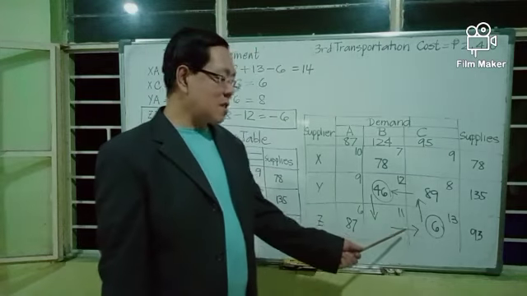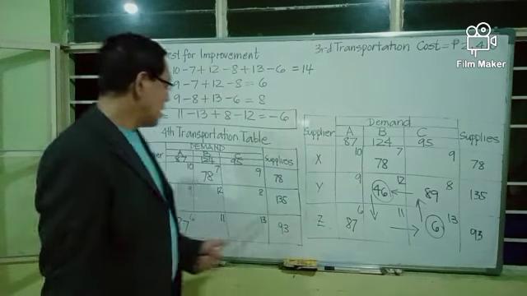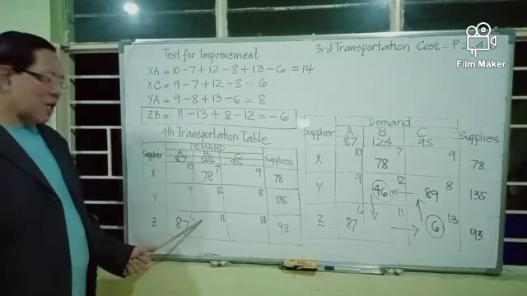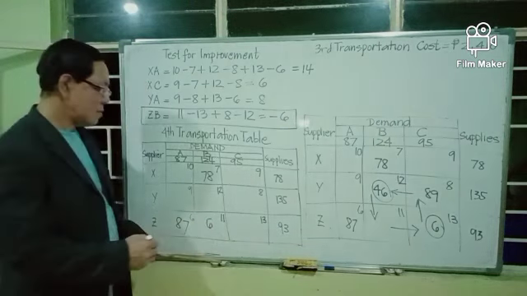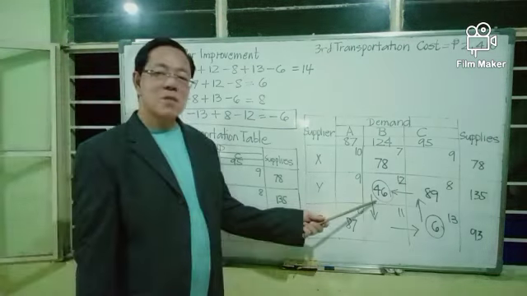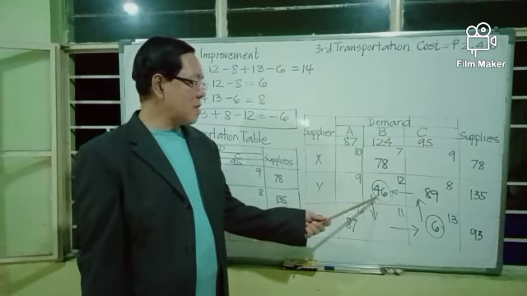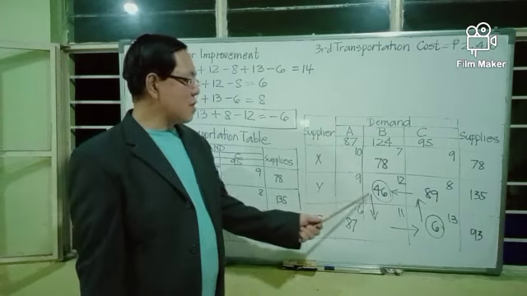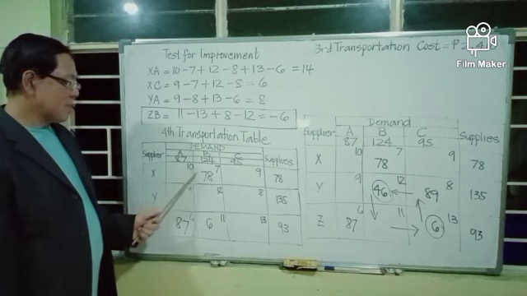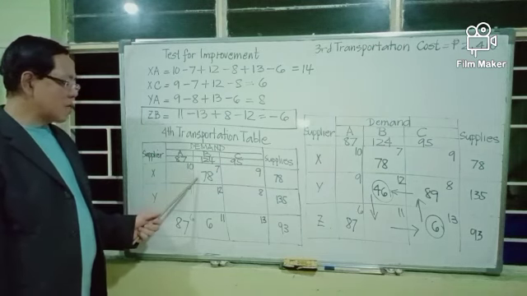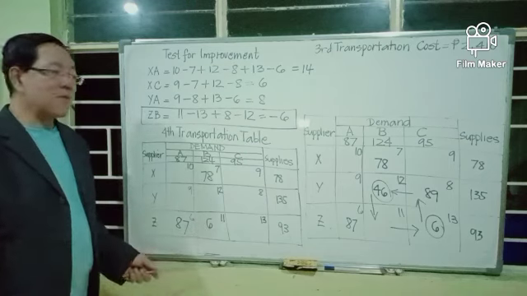We move 6 units to this vacant cell CB in the fourth transportation table. CB 6. And this 46 will change the number of units to be placed in this cell to replace 46. Cell YB is equal to 124 minus 78 minus 6, or 124 minus 84.